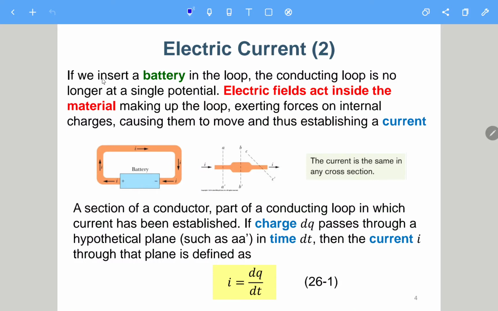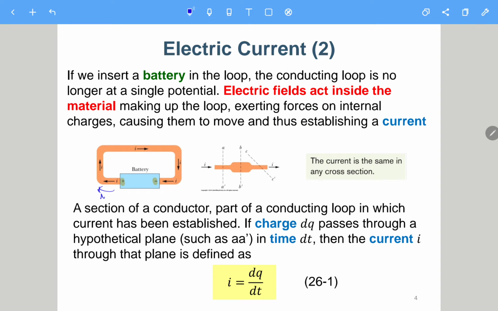Okay, so now we consider if we insert a battery in the loop. So this is a battery with the positive and negative end. So the conducting loop is no longer at a single potential. So the electric field acts inside the material making up the loop, exerting forces on the charges, causing them to move and thus establishing a current. In this case, this is the positive end, this is the negative end, so the current will go in this direction.